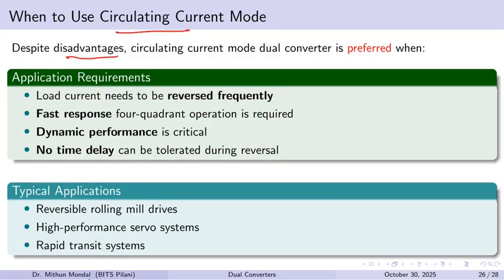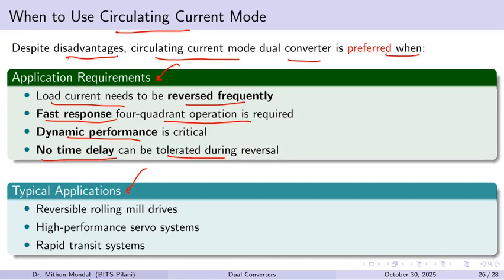So when to use this circulating current mode? Despite the disadvantages, the circulating current mode dual converter is preferable when the application requires that the load current be reversed frequently. We require fast response, 4-quadrant operation, and dynamic performance is very critical, so no time delay can be tolerated during the reversal process. Some typical applications are reversible rolling mill drives, high performance servo systems and rapid transit systems. Here the speed changes a lot, and we need the current to be reversed frequently. In such cases, we can prefer going with the circulating current mode.